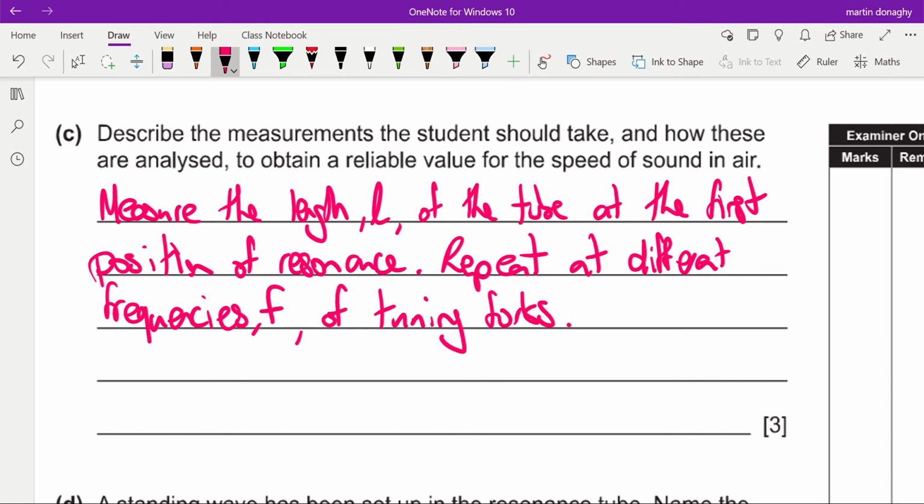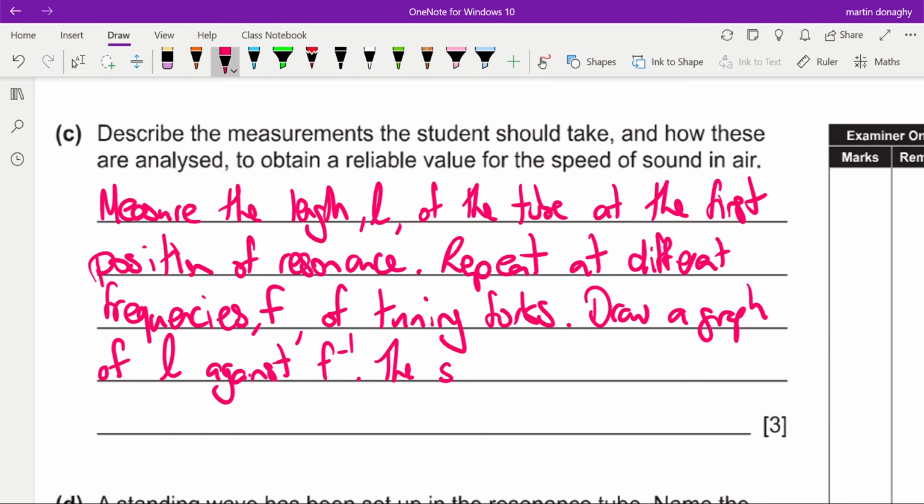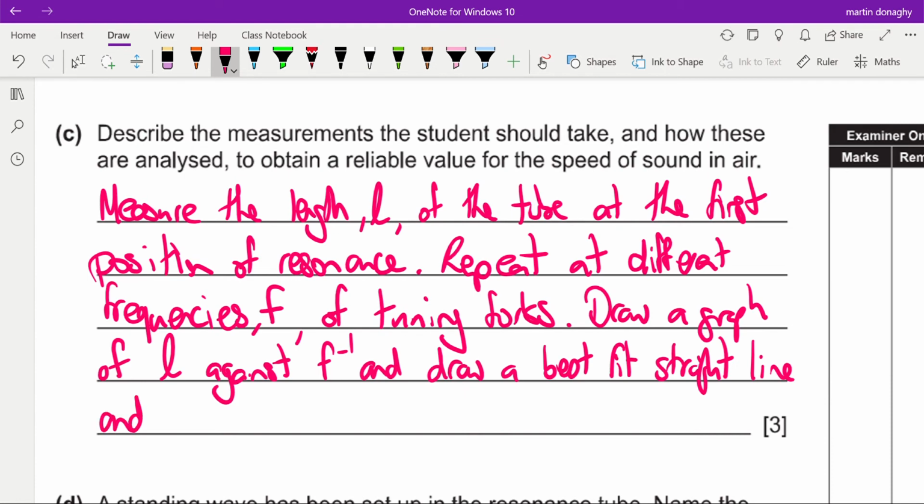Now, there's a number of different ways we could do this. We did it using a graph, so we're going to discuss this using a graph. You could do it using calculations, but we're going to say draw a graph of L, the length, against F to the minus 1, and draw a best fit straight line and calculate the gradient.